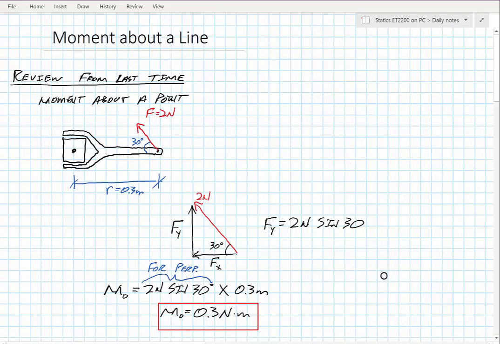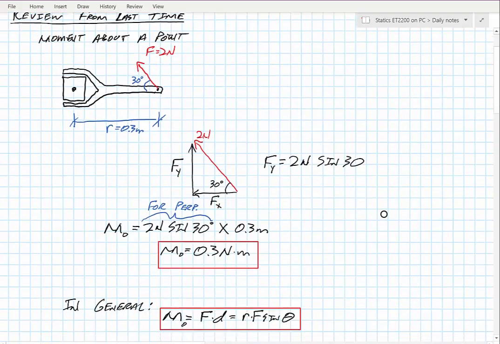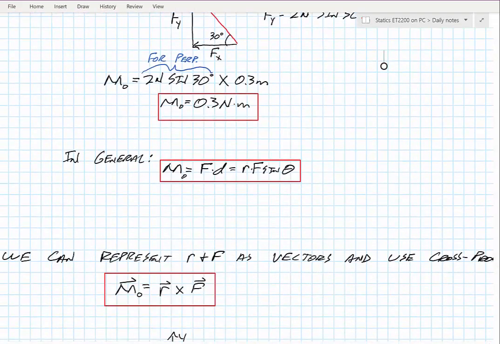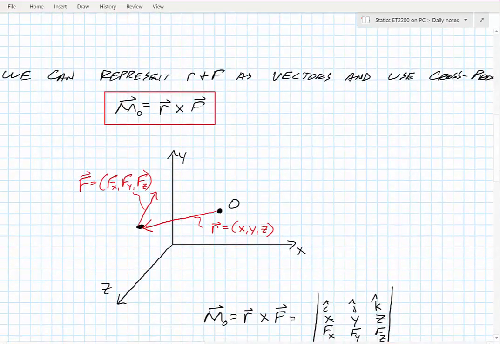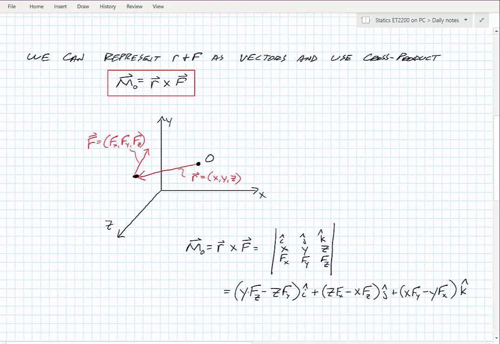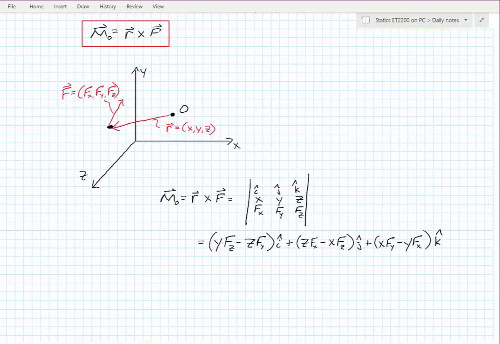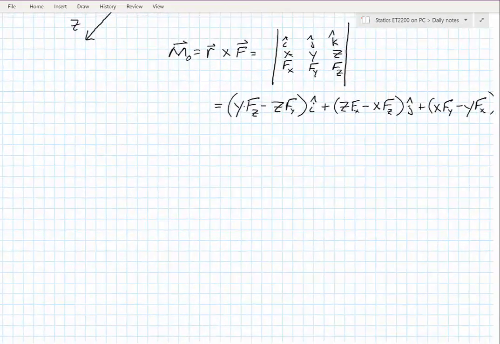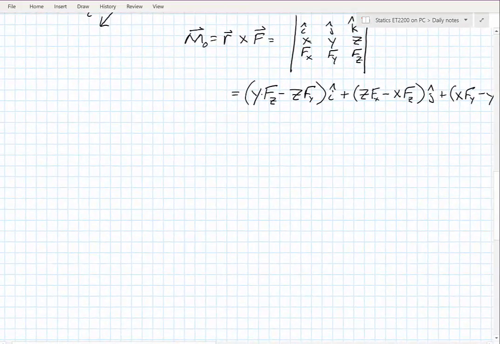When we talked about moment about a point, we said it's a force times a perpendicular distance. And what really became interesting is when we moved into the 3D realm and we said we had R cross F. We could do a cross product between two vectors, which would give us a moment about a point. So let's go ahead and move on to today's concept of moment about a line.